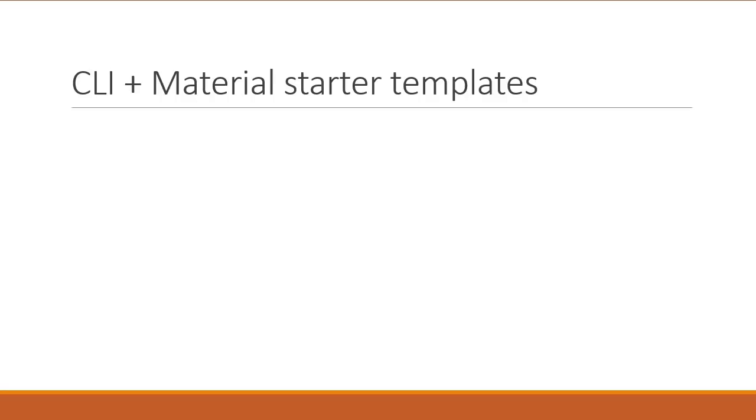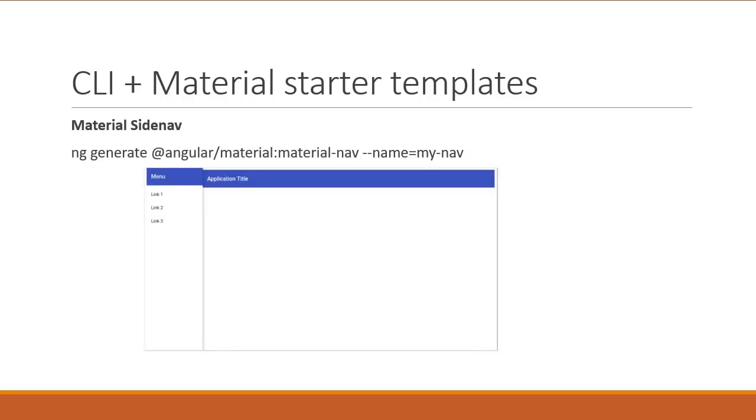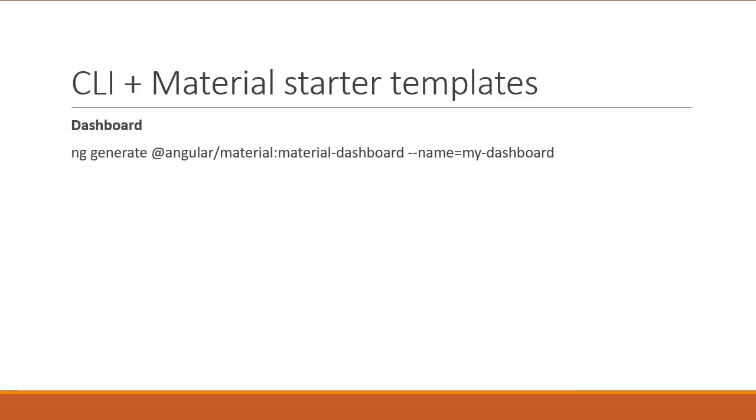Now, once you have run ng add Angular Material to add material to an existing application, you will also be able to generate 3 new starter components. The first one is Material Side Nav. And the command will generate a starter template including a toolbar with the app name and then the side navigation. It is also responsive. You also have a template for a dashboard which contains a dynamic grid list of cards.